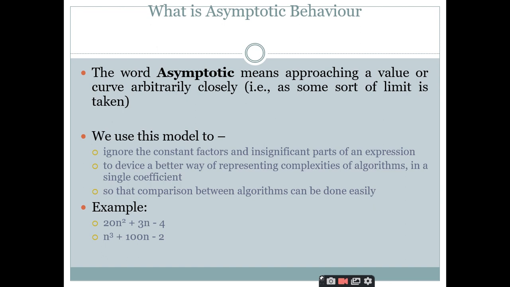So as I told you, the word asymptotic means approaching a value. So you are going to approach a particular value. This is purely to remove the insignificant factors. Why we use this asymptotic model to measure the efficiency of the algorithm is that this asymptotic behavior or model has three important characteristics. That is, you are going to ignore the constant factors. For example, take this simple thing. What are the constant factors we have?